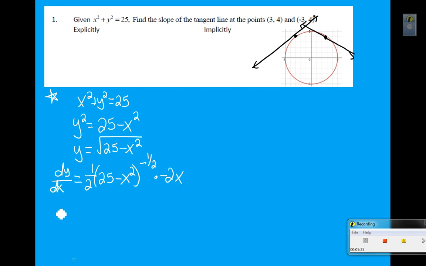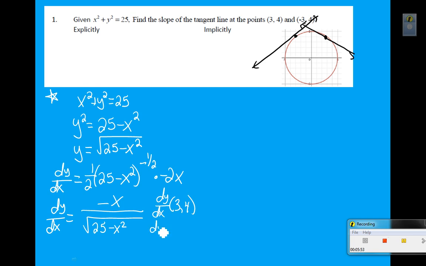So simplified, here's the derivative. dy/dx is going to be 1/2 times negative 2. So I've got negative x over the square root of 25 minus x squared. That was an easy one. Now, I would like to evaluate dy/dx at the point 3, 4 and at the point negative 3, negative 4. Oh, I'm sorry, negative 3, 4.